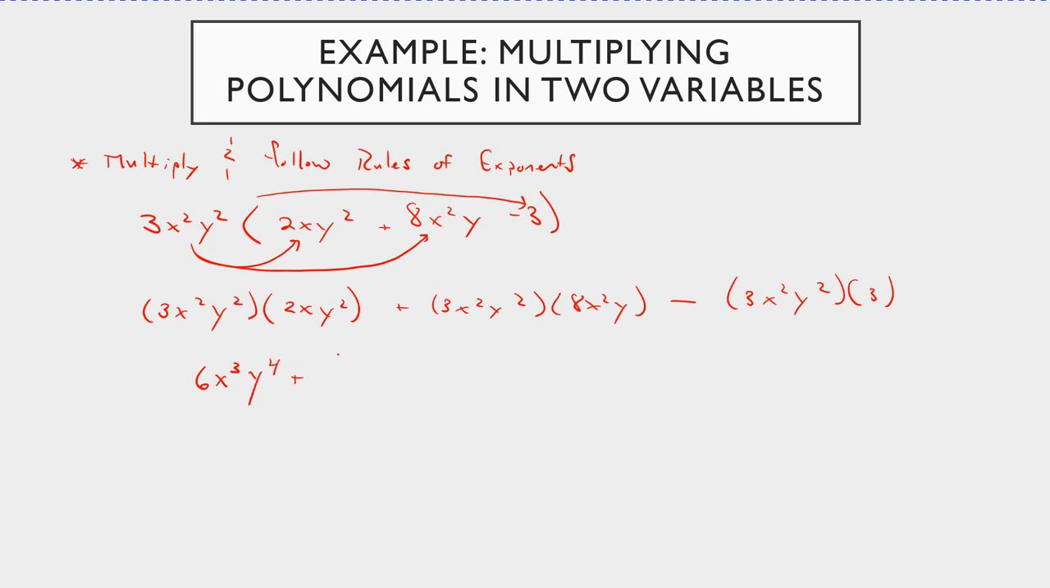Now let's move to the next product. 3 times 8 gets me 24. x squared times x squared gets me x to the 4th, and then y squared times y gets me y cubed. These are not like terms because this one is x cubed y to the 4th and this is x to the 4th y cubed. Then finally, minus 3 times 3 gives me minus 9x squared y squared.